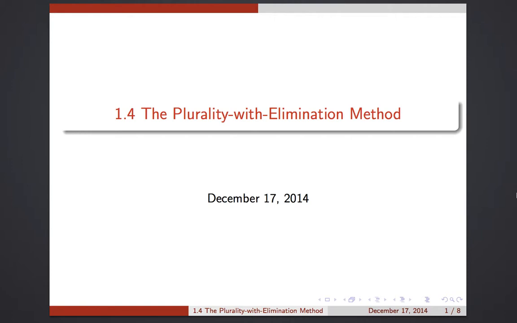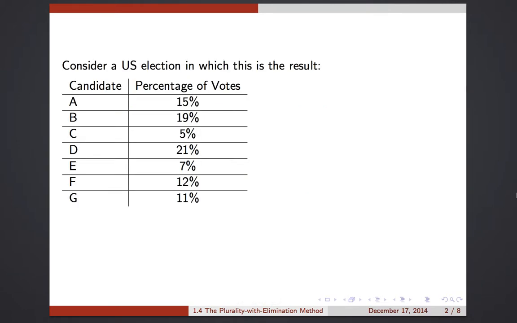Essentially, what it does is it tries to directly address the drawbacks with the plurality method without using any fancy point systems. And so let me just start with a motivating example. Consider a U.S. election in which this is the result. So maybe this is like a governor's race or a mayoral race or something. Candidate A gets 15% of the votes, B gets 19%, C gets 5%, etc. What's a fair way to declare a winner is something we'll talk about in a second, but notice that the winner just is candidate D.